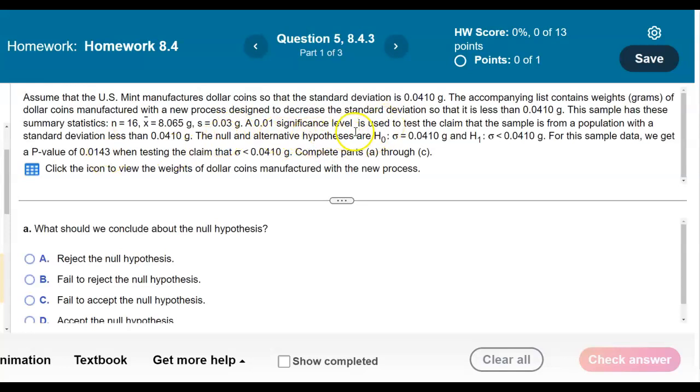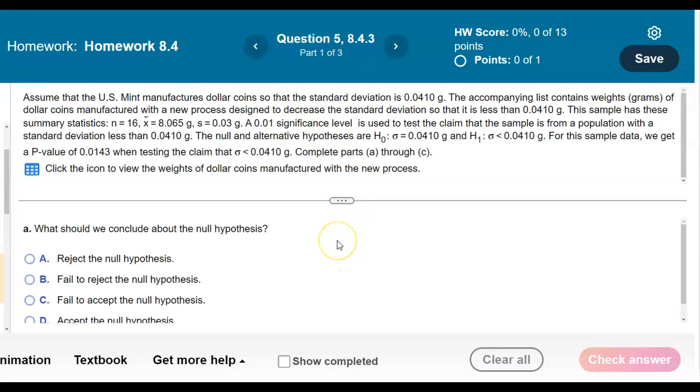Now, a 0.01 significance level is used to test the claim that the sample is from a population with a standard deviation less than 0.0410 grams. The null and the alternative hypothesis is given. The null is that the population standard deviation is 0.0410, and the alternative is that the population standard deviation is less than 0.0410 grams. Now, for this sample data, we get a p-value of 0.0143 when testing the claim that the population standard deviation is less than 0.0410 grams. So they're asking us, what should we conclude about the null hypothesis?